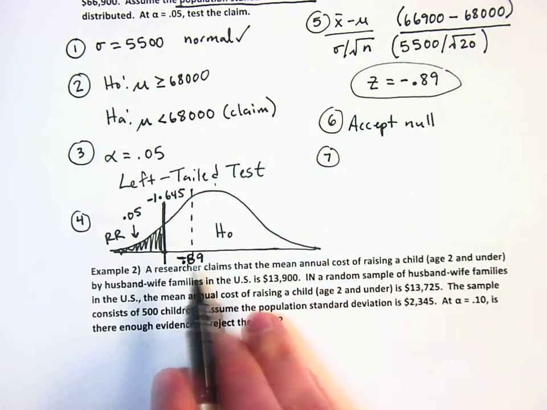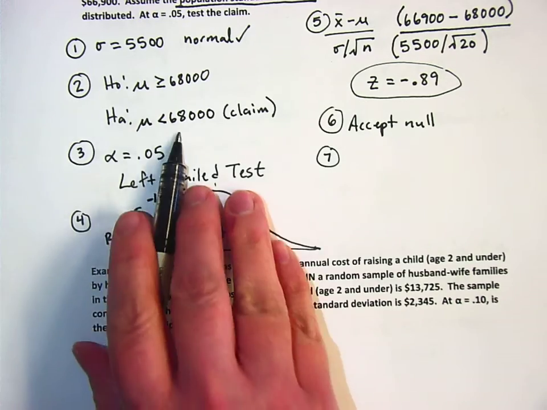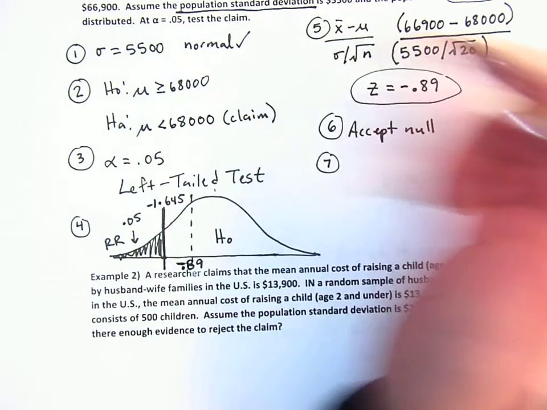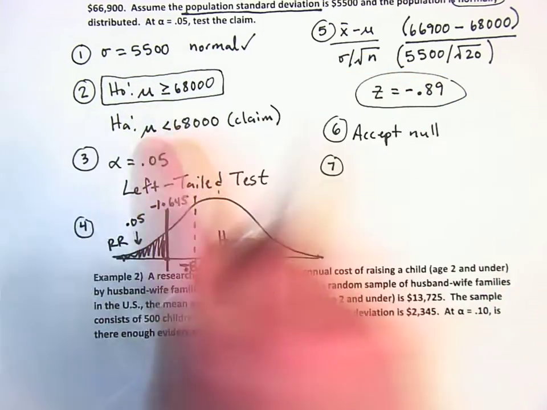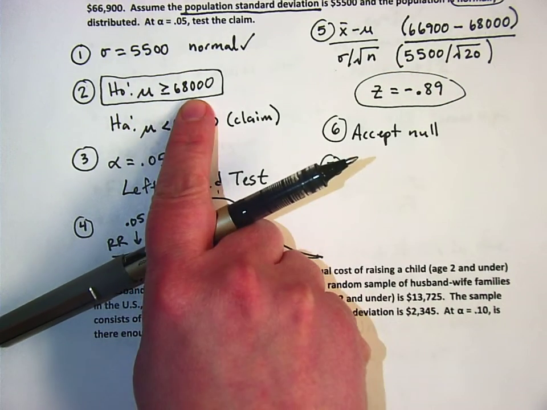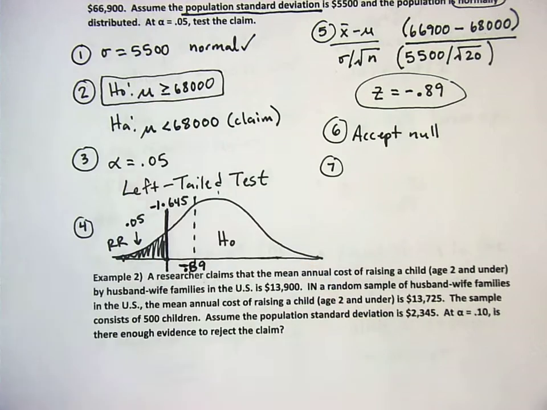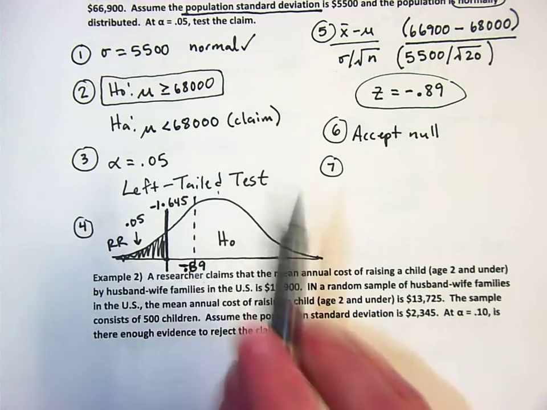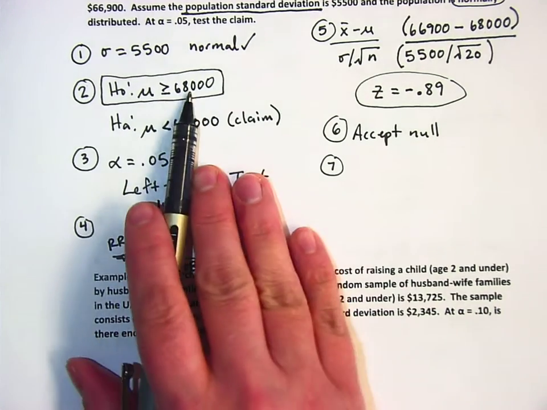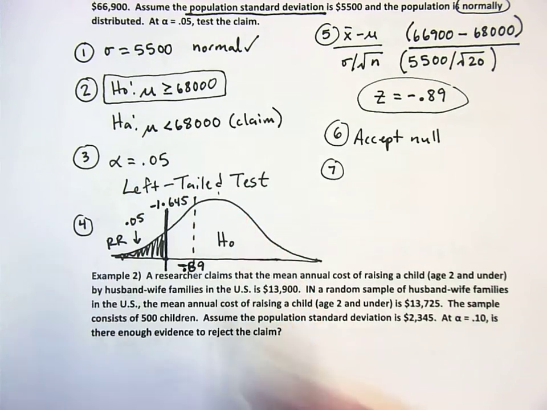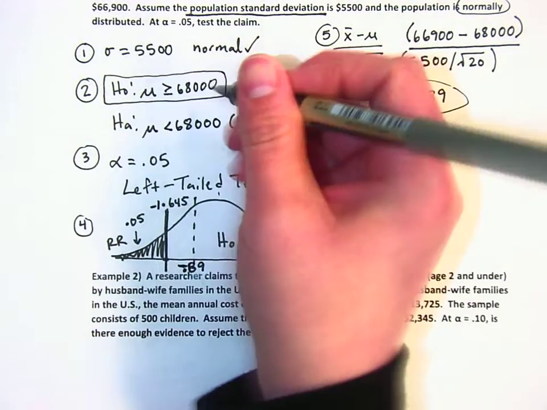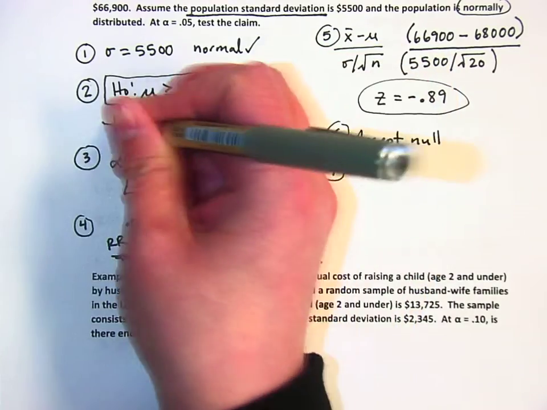In step 7, I have to decide what that means about my claim. So in this case, I'm accepting that their salaries for this company could be equal to or greater than 68,000. Because it's just not far enough away from 68,000 to make me believe that the mean has to be less than that. And since I accepted this one, I'm rejecting that one.